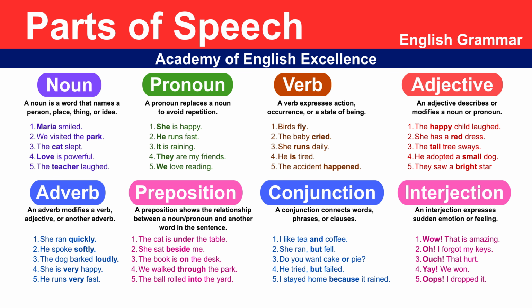7. Conjunction. A conjunction connects words, phrases, or clauses. For example, I like tea and coffee. She ran but fell. Do you want cake or pie? He tried but failed. I stayed home because it rained.